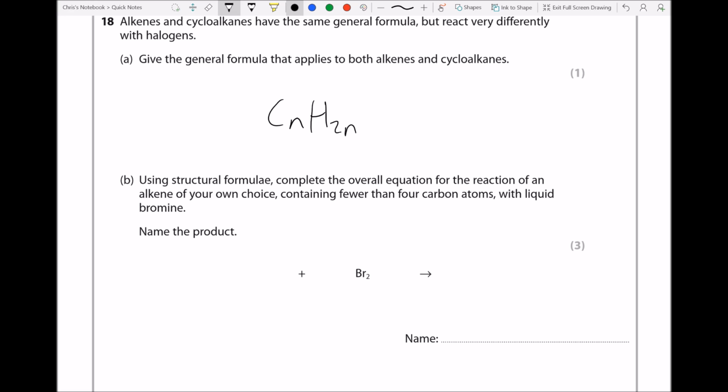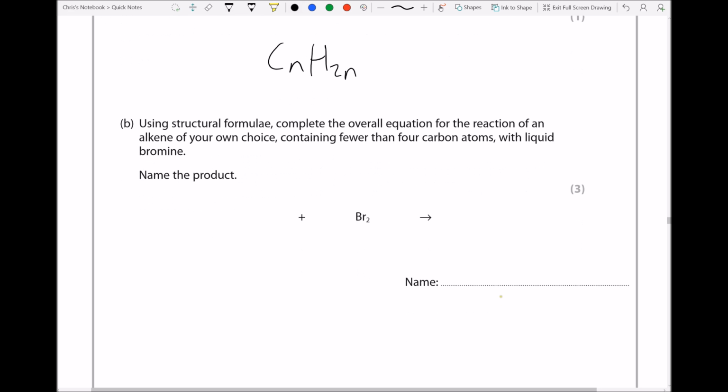Using the structural formula, very important, structural formula, complete the overall equation for the reaction of an alkene of your own choice, containing fewer than 4 carbons, with liquid bromine. We're going to name the product. Okay, so the product that we're going to form here is obviously going to be a haloalkane. I'm going to pick just ethene. Ethene is probably just a standard one, but it's going to have fewer than 4 carbon atoms. It keeps it a little bit simpler. They're trying to help you out there.